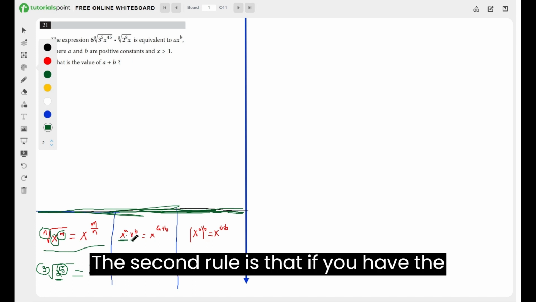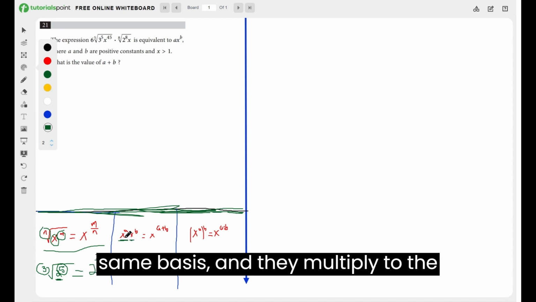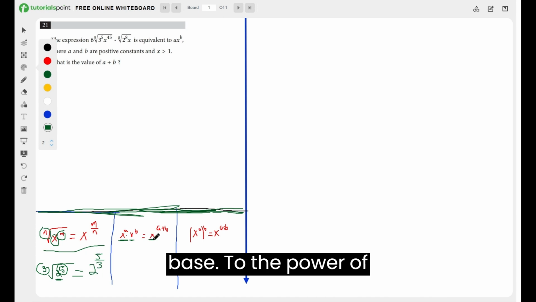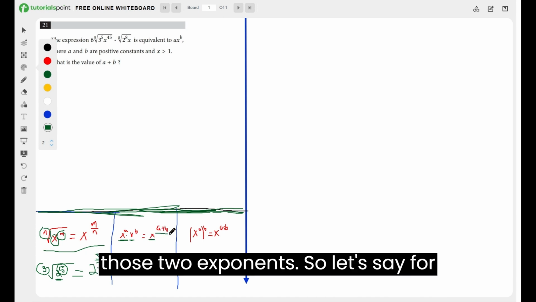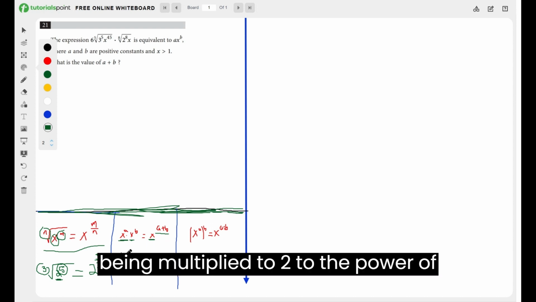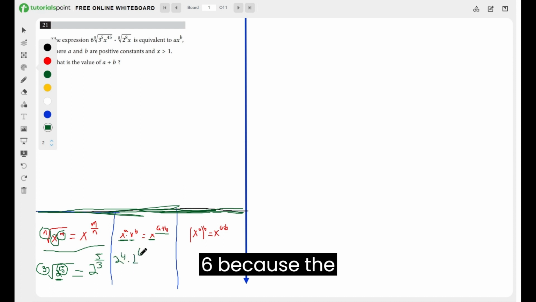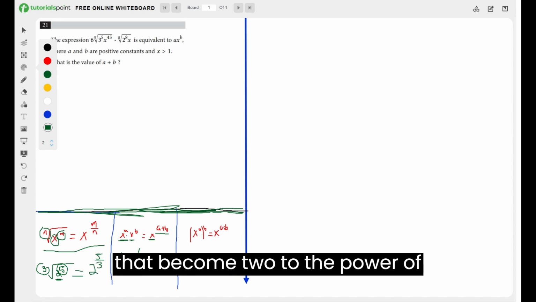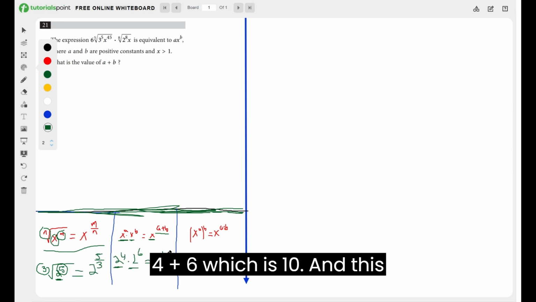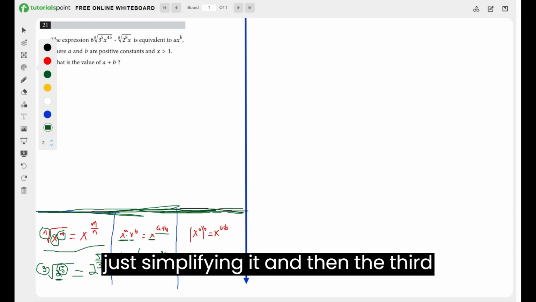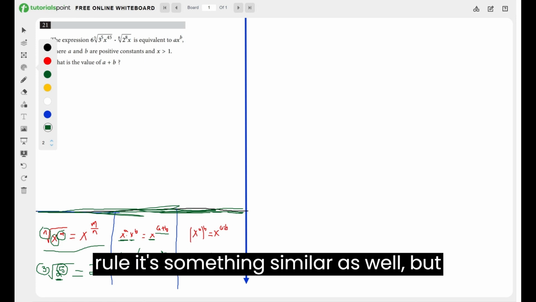The second rule is that if you have the same base and you multiply it to the power of different exponents, then it's that base to the power of the sum of those two exponents. So let's say, for example, it was 2 to the power of 4 being multiplied by 2 to the power of 6. Because the bases are the same, which is 2, they become 2 to the power of 4 plus 6, which is 10. And this way it's easier where you don't have to do two different calculations. You could just do 2 to the power of 10, and you're simplifying it.